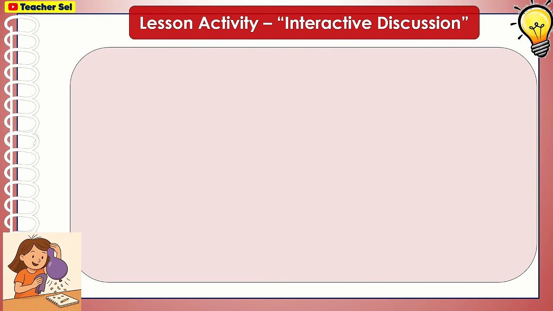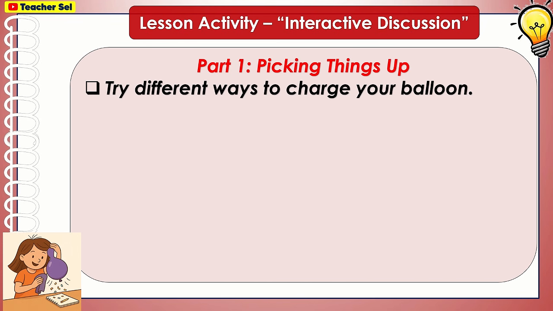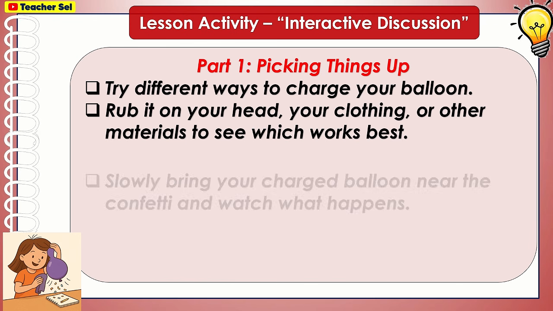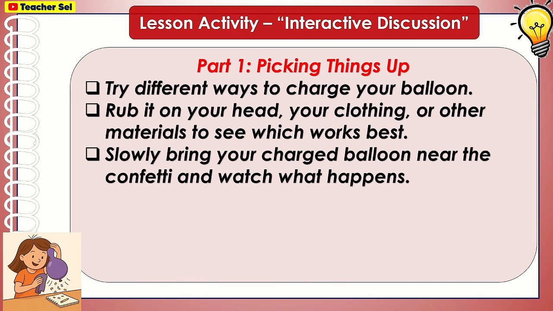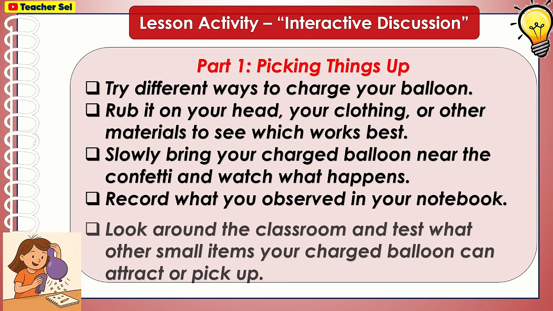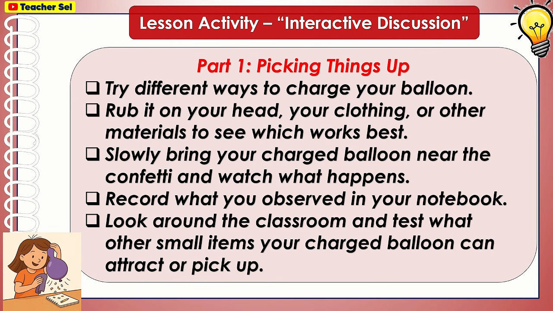Lesson activity, interactive discussion. Part 1. Picking things up. Try different ways to charge your balloon. Rub it on your head, your clothing, or other materials to see which works best. Slowly bring your charged balloon near the confetti and watch what happens. Record what you observe in your notebook. Look around the classroom and test what other small items your charged balloon can attract or pick up.